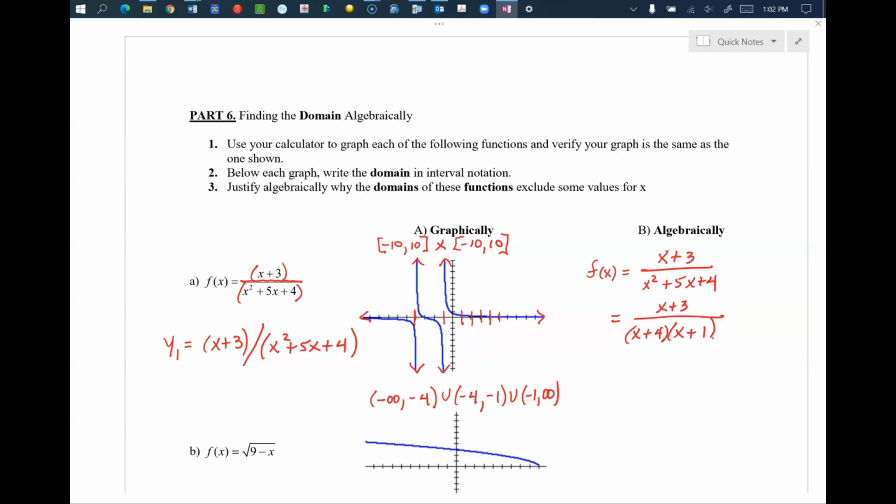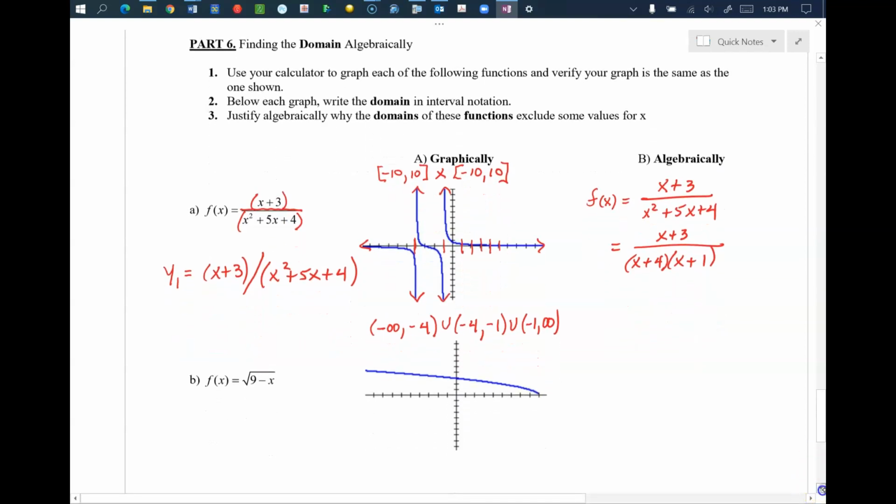So if you think about what you can't do when you're dividing, which is what a fraction is, you can't divide by 0. So if you take a look at this, you will see that when x is equal to -4, the denominator is 0. And you can't divide by 0. It doesn't make sense. That's why -4 is not in the domain. You will also see the same thing at x equal -1. It makes the denominator 0. You can't divide by 0, so -1 is not in the domain.